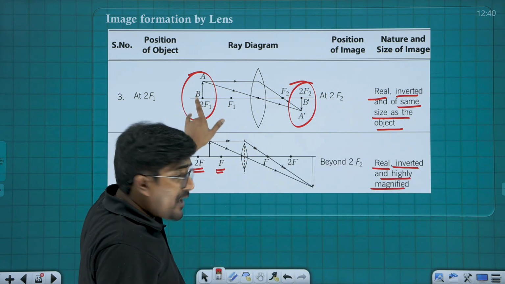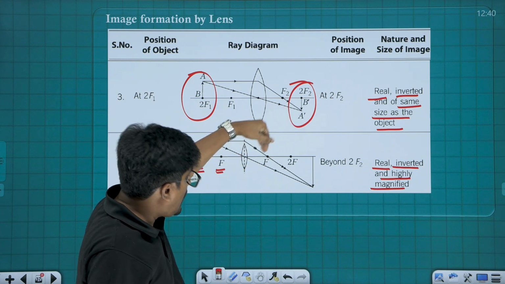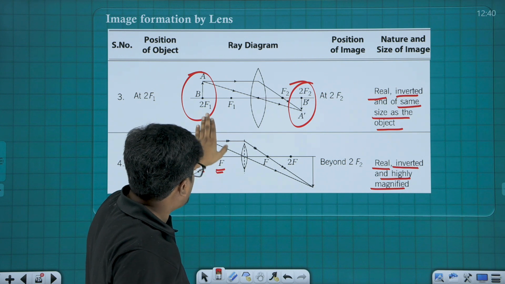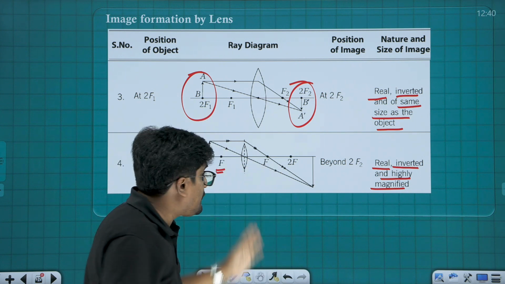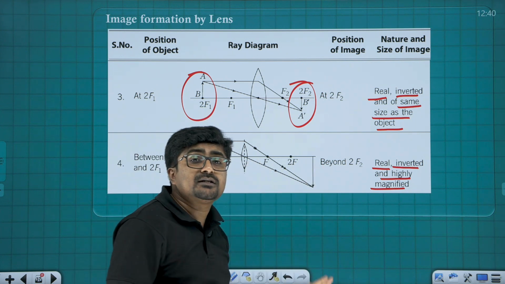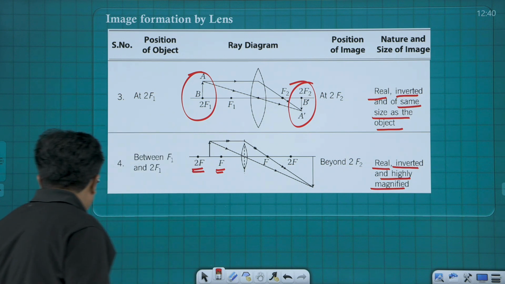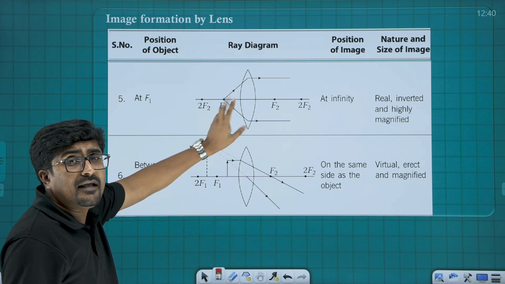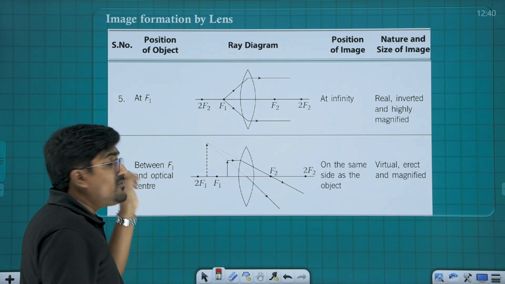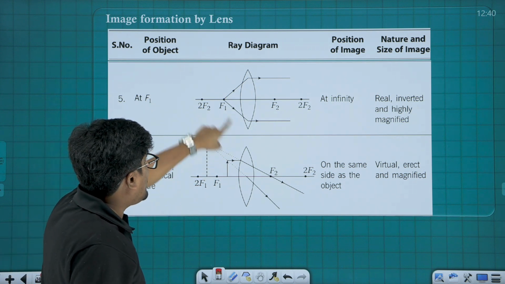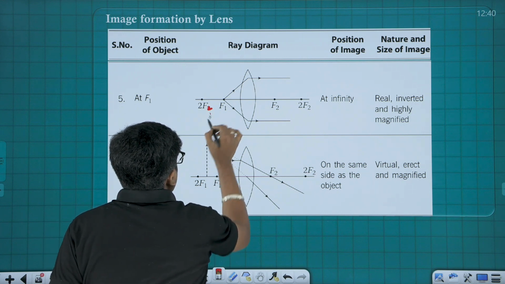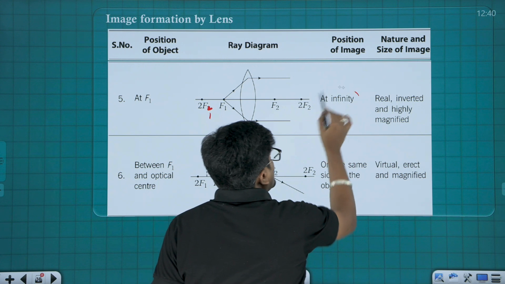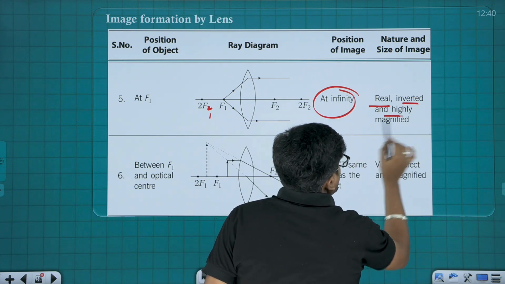Once it was at 2f1, the image was formed at 2f2 and the size was the same. Now the object moved between 2f1 and f1, so the image moves in the backward direction and the size increases. Next is the object at f1. Last time it was between 2f1 and f1, and here it is at f1. So the image will be formed at infinity, real, inverted, and highly magnified.